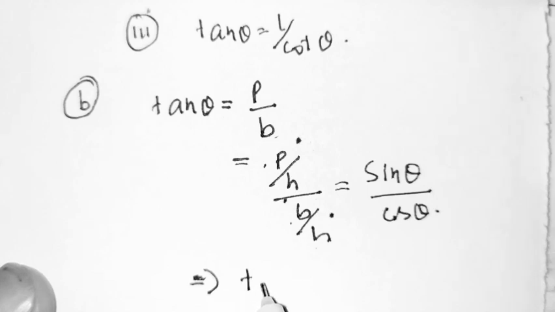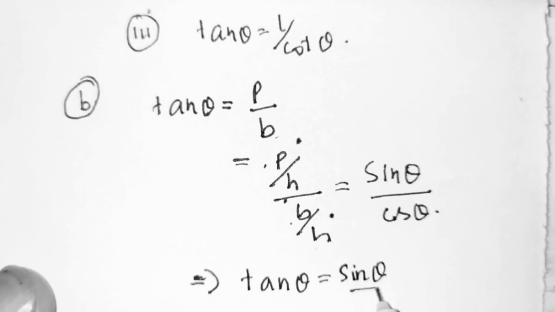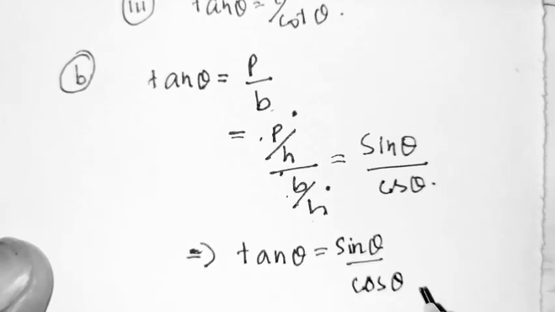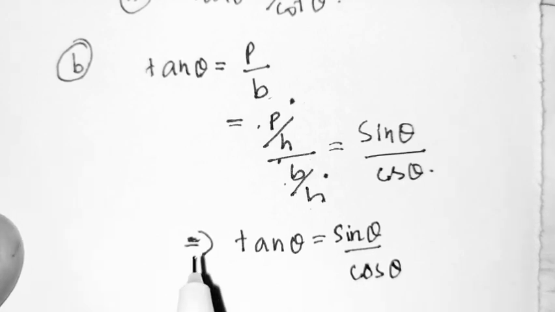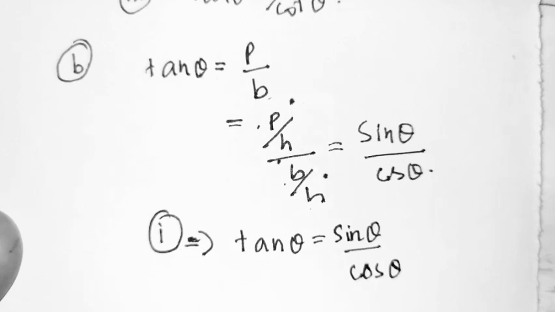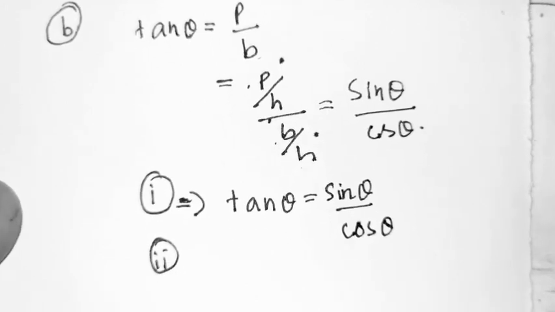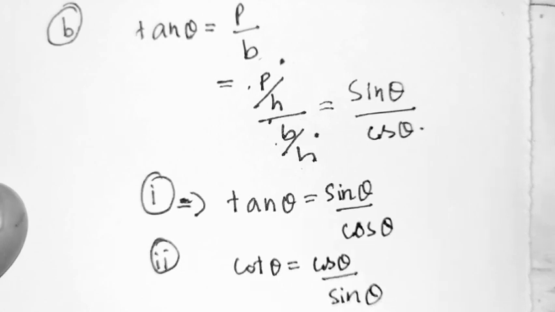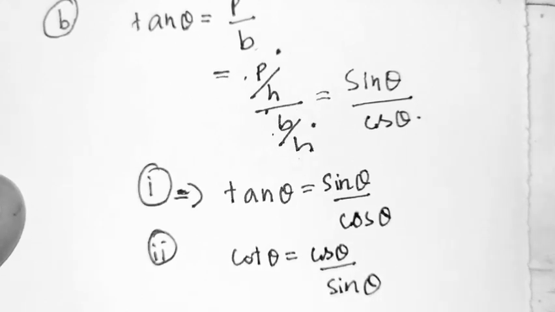So from here I can say, let me write down here, tan theta is equal to sine theta divided by cos theta. Okay, let me call this 1. And since cot theta is the reciprocal of tan theta, I can write cot theta as cos theta divided by sine theta.